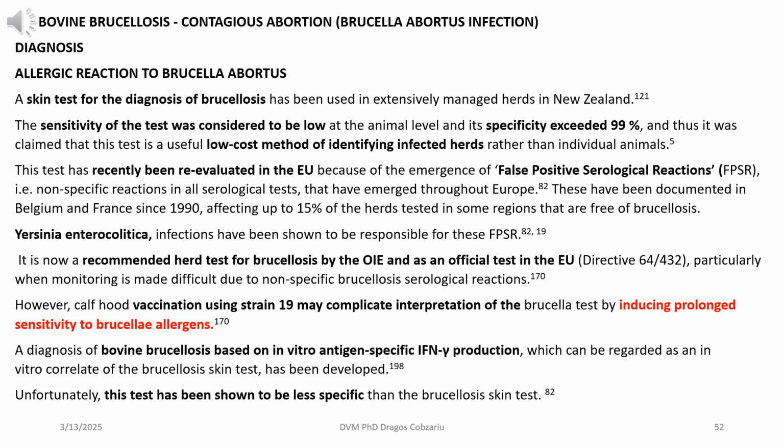However, vaccination using strain 19 may complicate interpretation of the Brucella skin test by inducing prolonged sensitivity to Brucella allergens. A diagnosis of bovine brucellosis based on in vitro antigen-specific IFN gamma production, which can be regarded as an in vitro correlate of the brucellosis skin test, has been developed. Unfortunately, this test has been shown to be less specific than the brucellosis skin test.